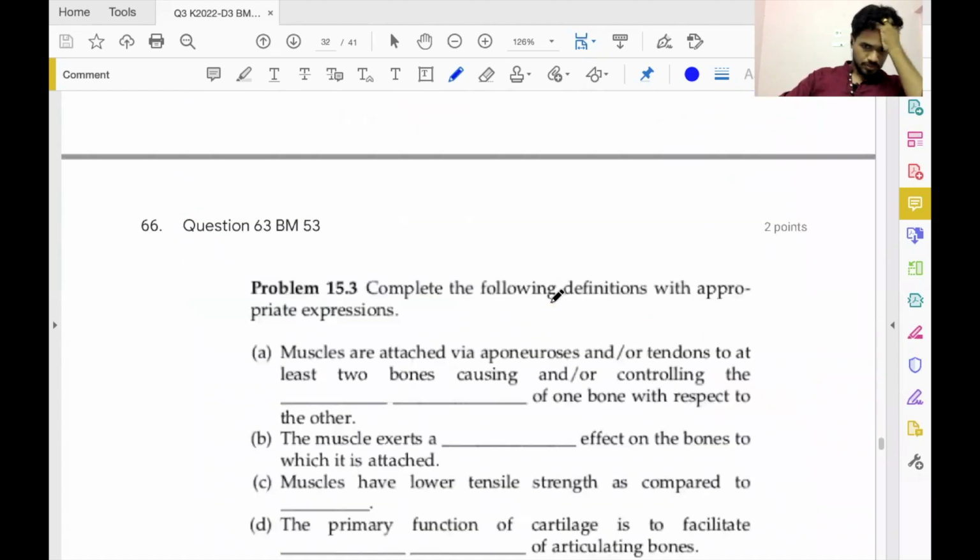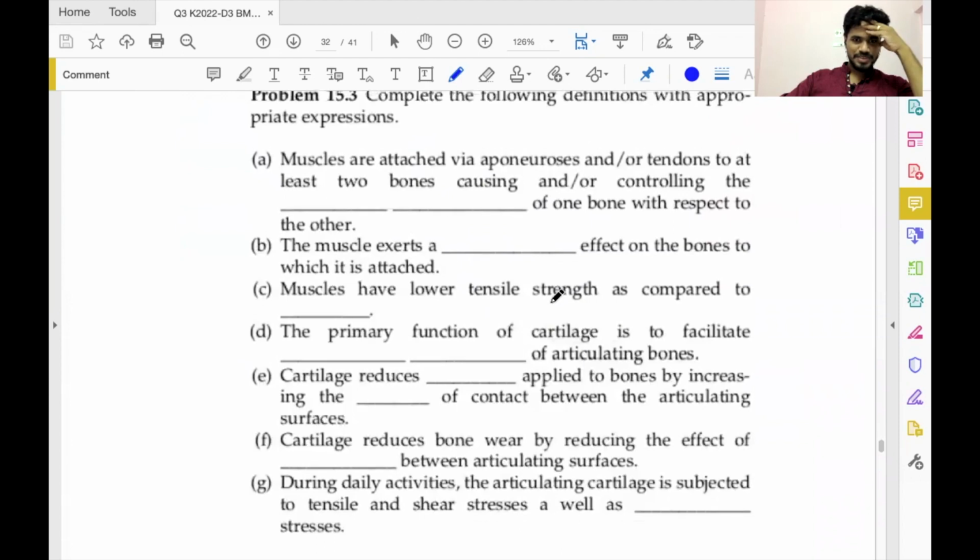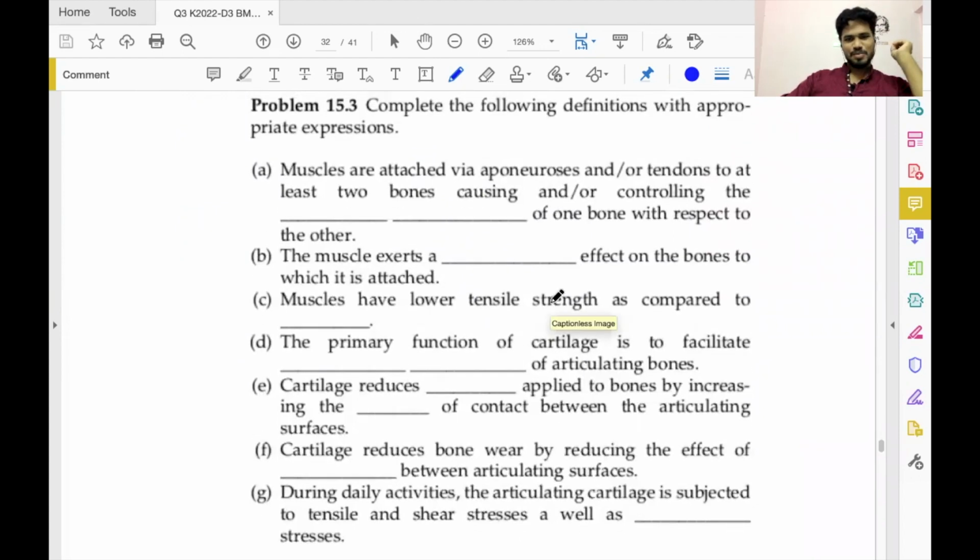Okay, so we have some theory questions. Muscles are attached via aponeurosis or tendons to at least 2 bones, causing or controlling the dash of one bone with respect to the other. What word fits there? We have some kind of motion.